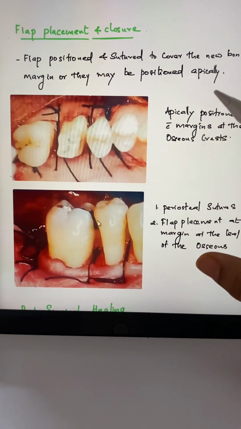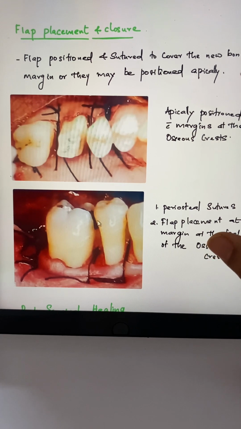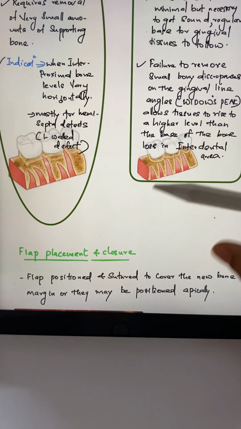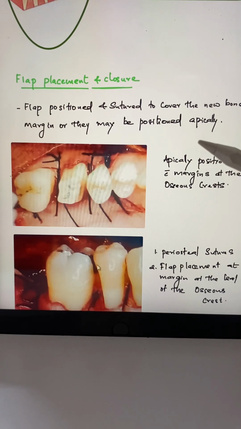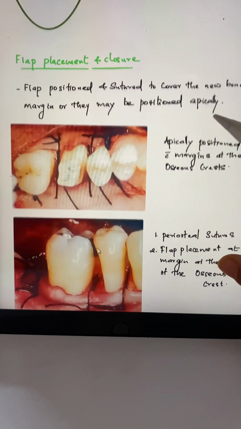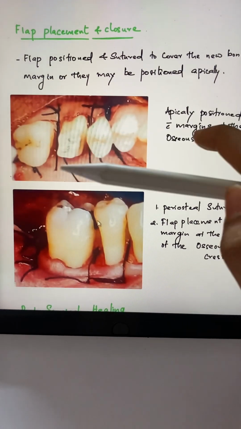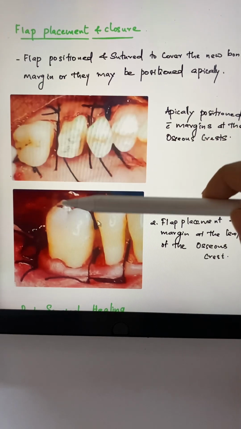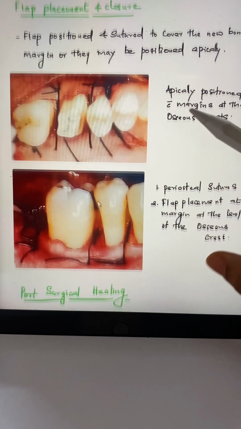And before all this, we have to open the flap with the help of an incision, an internal reverse bevel incision we have to give initially, and open the flap, a full thickness mucoperiosteal flap. And after that only we need to do all these procedures, and then we have to place back the flap apically. That means the apically positioned flap technique has to be used in this condition. So the flap is positioned and sutured to cover the new bone margin.